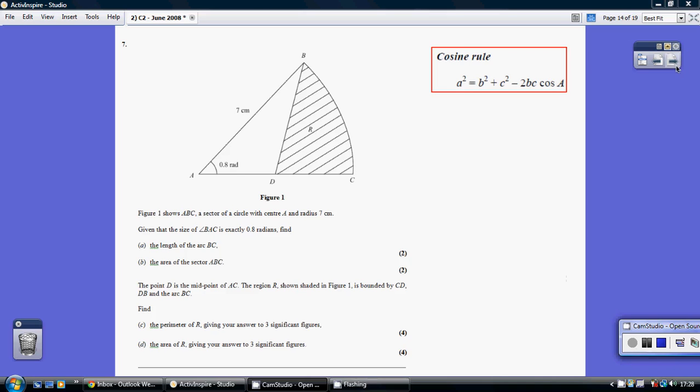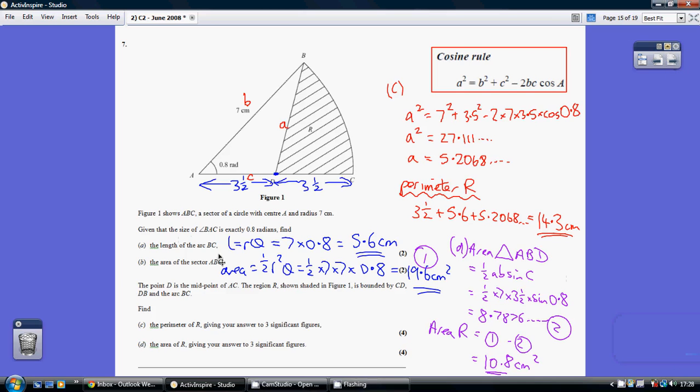Question 7. So the length of the arc, we've got to learn the formula L equals r theta, which is 7 times 0.8, which equals 5.6. Area of the sector ABC, so the whole thing.